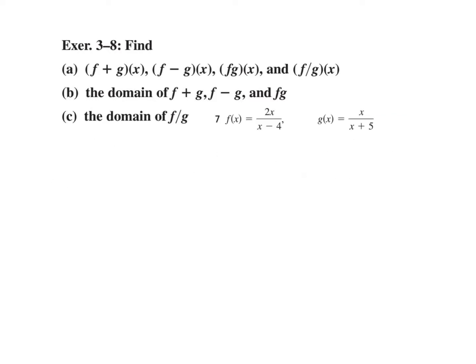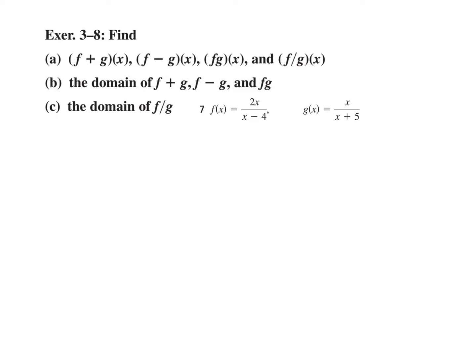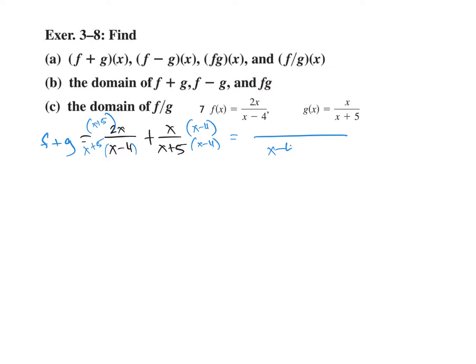Okay, number 7. So let's just write this down a little bit better. F plus g. All right, so we take 2x over x minus 4 plus x over x plus 5. Well, you have to multiply by a common factor to get your denominators to be right. So you got to multiply by that. And you're going to get x minus 4 times x plus 5.